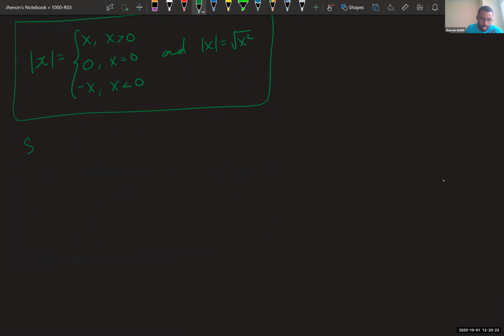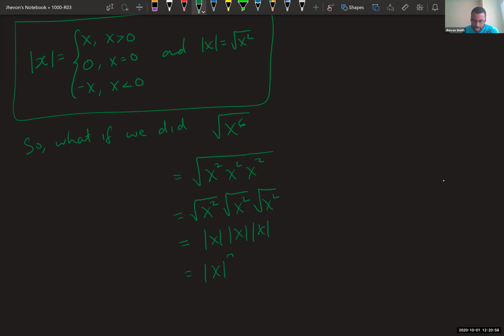And so let's look at something else here. So what if we did something like the square root of x to the 6, right? So something like what we had before. What I can think of this as, well, x to the 6 is just kind of x squared, x squared, x squared. So that's just the square root of x squared, square root of x squared, square root of x squared. So that's just the absolute value of x, absolute value of x, absolute value of x. And so that gives me the absolute value of x cubed, which is the same as that.